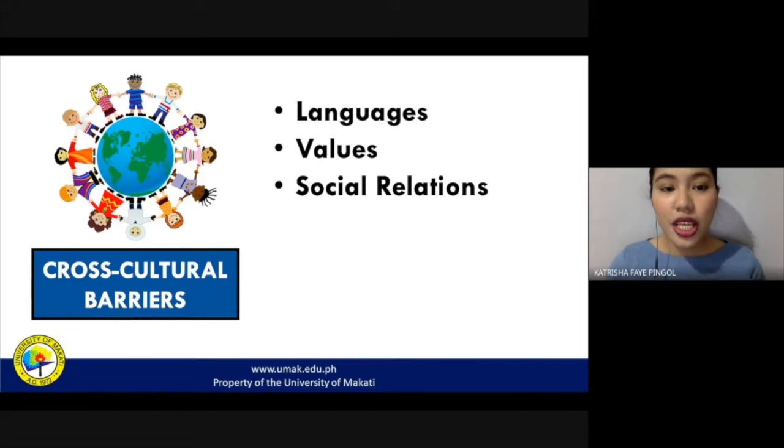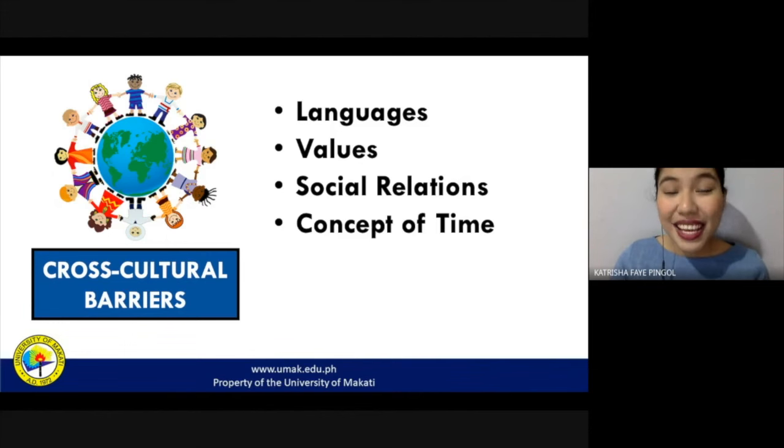Our social relations could also affect the way that we communicate. How do we relate? How do we communicate with other people? How do we foster that relationship with them? How we value these connections between and among people in our society. So there are differences in that as well that may be considered as barriers to communication. Aside from that, our concepts of time also differ from one culture to another.